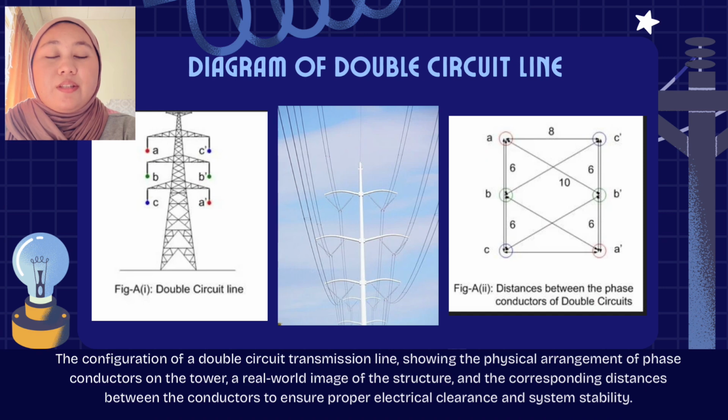Next, this slide shows the diagram of a double circuit line. On the left, we have the layout of the conductors on the transmission tower. Each side carries one circuit labeled ABC, and the same on the other side. The middle image shows a real photo of how it looks in the field, with two circuits sharing one tower. On the right, we see the distances between the conductors. These distances are important to make sure there is enough electrical clearance to avoid faults and keep the system stable. Overall, this setup allows two circuits to run on one tower, saving space and improving efficiency.